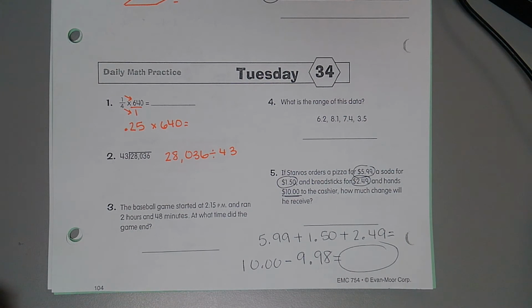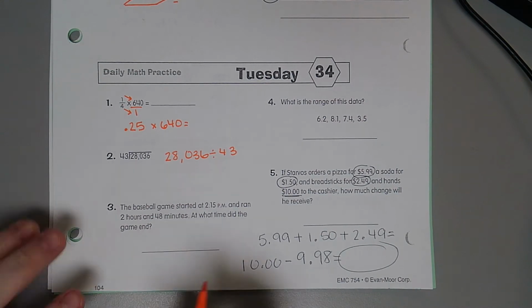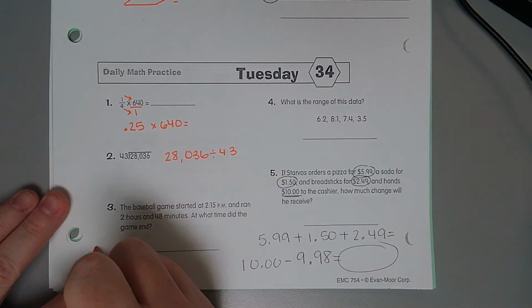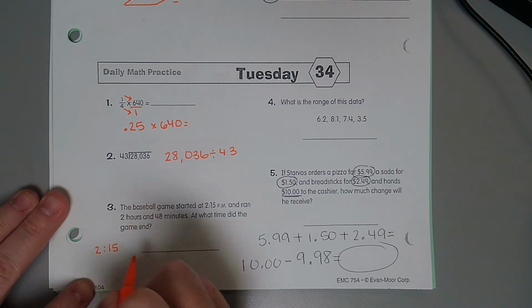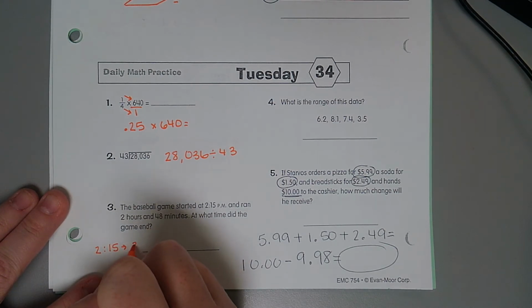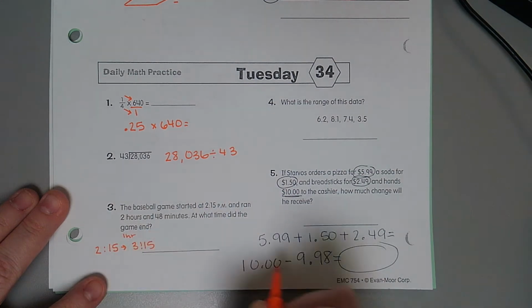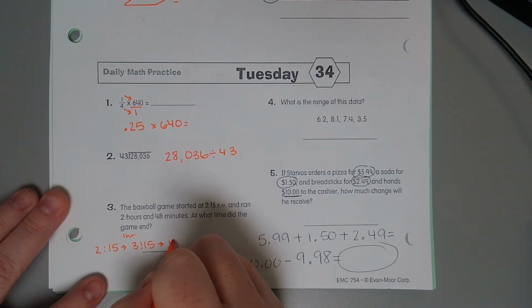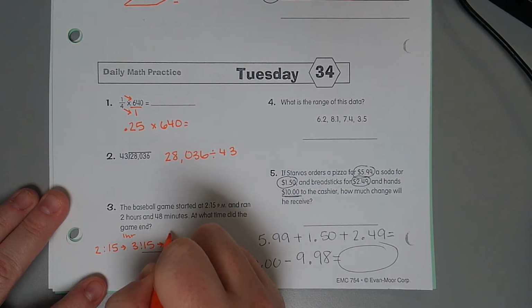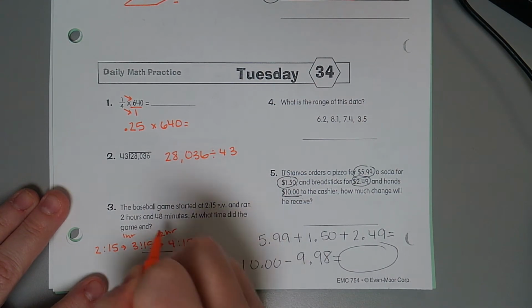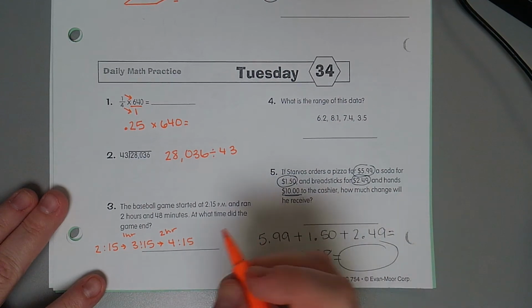The baseball game started at 2:15 and ran 2 hours and 48 minutes. What time did it end? Okay, so if I have 2:15 to 3:15, there's 1 hour. To 4:15, there's my 2 hour mark. And now I have to add 48 minutes to it.